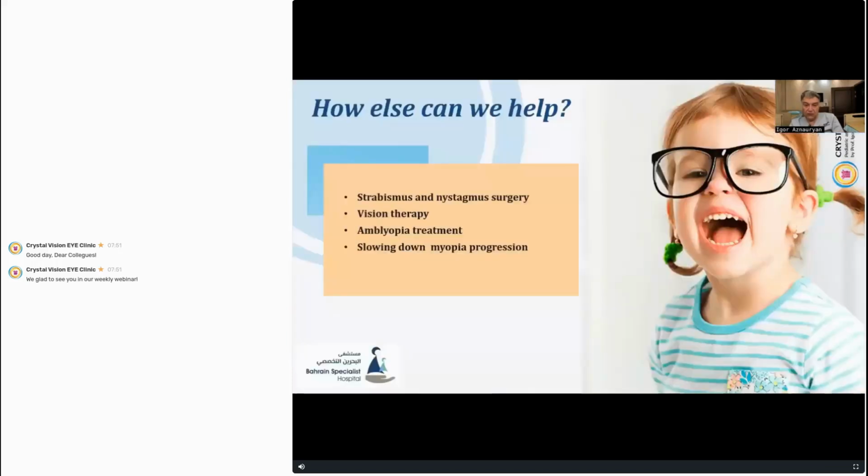How else can we help children with eye movement apparatus pathology? Surgery is also done for nystagmus if the child has nystagmus, and we have developed a system of surgical intervention for nystagmus. Vision therapy is a very good method of rehabilitation before and after surgery to improve visual acuity and restore binocular functions, as well as in the case of progressive myopia, where it also contributes to its stabilization.